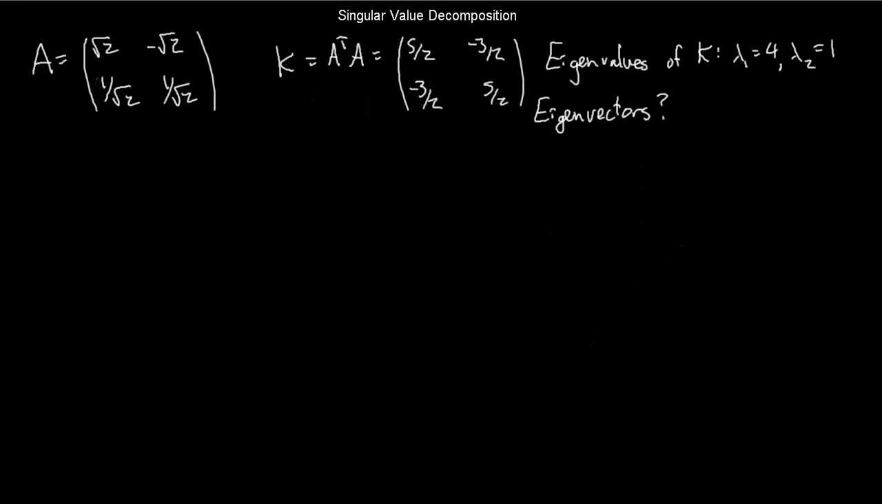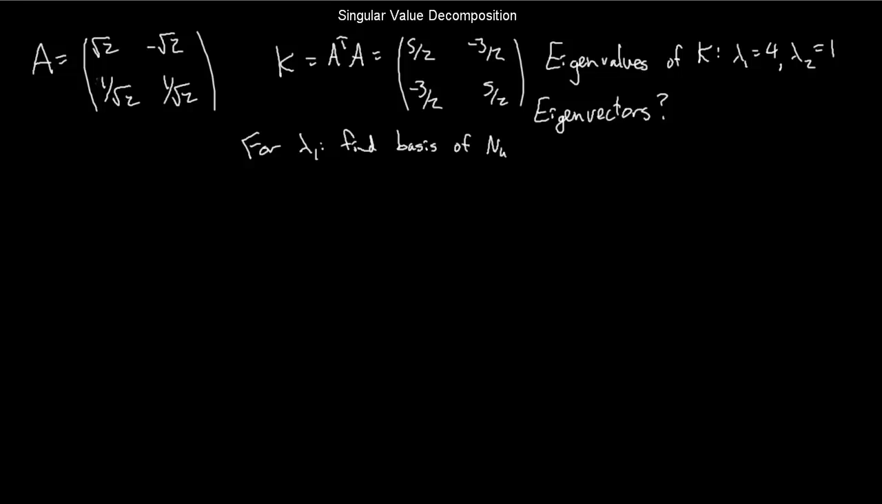So I just copied that over. This is the same A and the same K. I computed the eigenvalues, and the question is how to find the eigenvectors. So let's review briefly how to find eigenvectors for a matrix. I first pick an eigenvalue. I already know what it is. I pick 4 as the first eigenvalue.